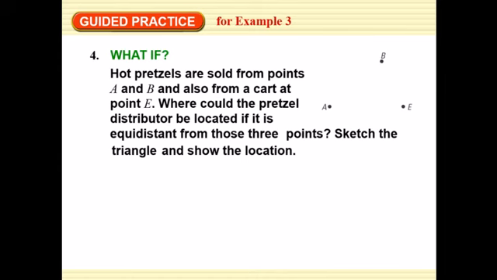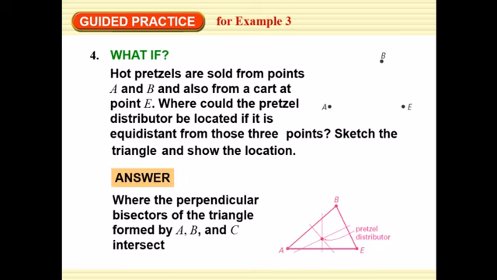Alright, so here's a guided practice problem. What if hot pretzels are sold from points A and B, and also from a cart at point E? Where could the pretzel distributor be if it is equidistant from those 3 points? So sketch the triangle and show the location. Alright, and hopefully you're drawing your perpendicular bisectors there and seeing where the point of concurrency is.